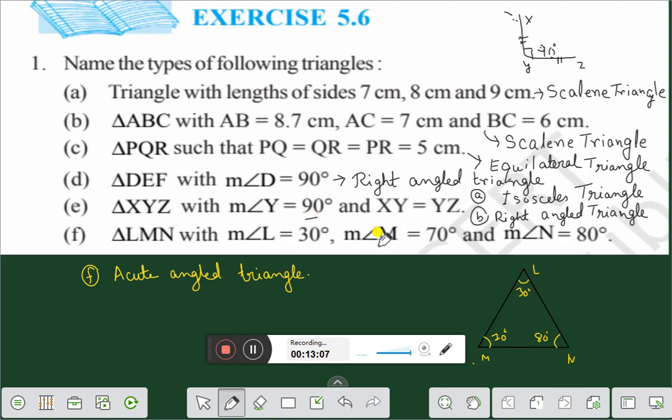Question number F. LMN with measure of angle L 30 degree, measure of angle M 70 degree and measure of angle N 80 degree. Here you see we have made it, and all the angles, that is three angles, are less than 90 degree, therefore you can say it is an acute angled triangle.